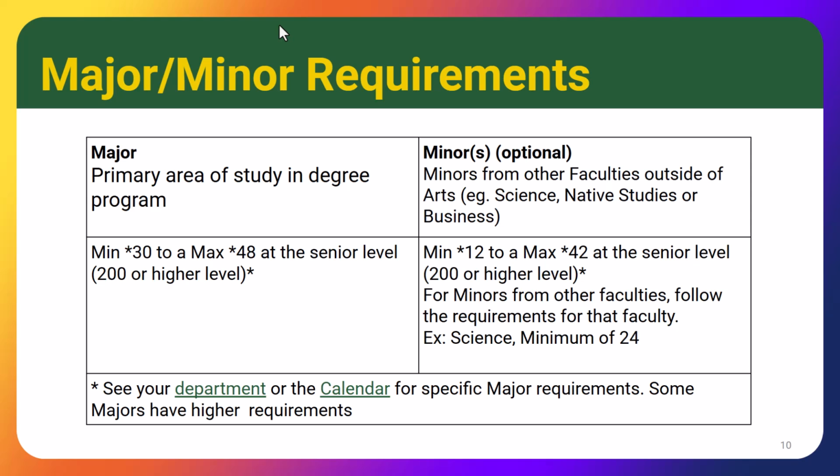Senior level denotes 200, 300, or 400 level. 100 level classes are considered junior level. So in order to meet this minimum of 30 credits to 48 credits, it has to be at the 200, 300, or 400 level to satisfy the major requirements.